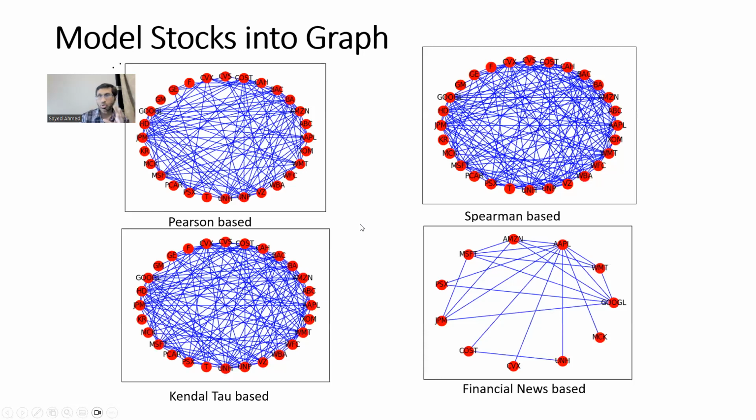So this is the graph that I created. For Pearson correlation, if the correlation is greater than 0.5, there is an edge. For Spearman, if greater than 0.4, like the paper, and for Kendall, if greater than 0.3, I create a graph. And this is the financial news based graph. I did not show the weight, but if two stocks are mentioned together in 20 articles, then the weight will be 20. That's how it was done.